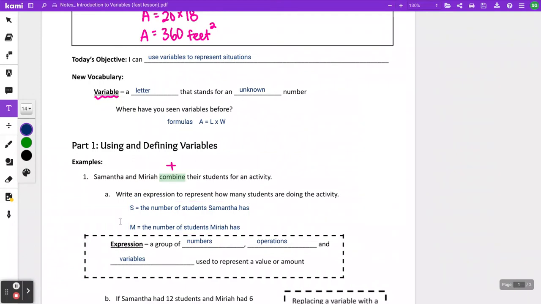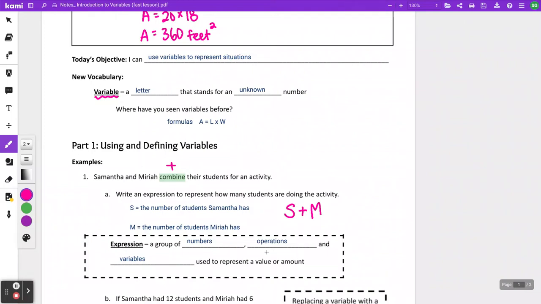Once you've got your two variables here, you can finish by writing the expression. Our expression is going to combine those variables with that operation you figured out. So here, if I wanted to write something mathematically to represent Samantha and Mariah combining their students, I could write my variable S to represent Samantha's students plus M to represent Mariah's students. And so we get this right here, S plus M represents this situation here.